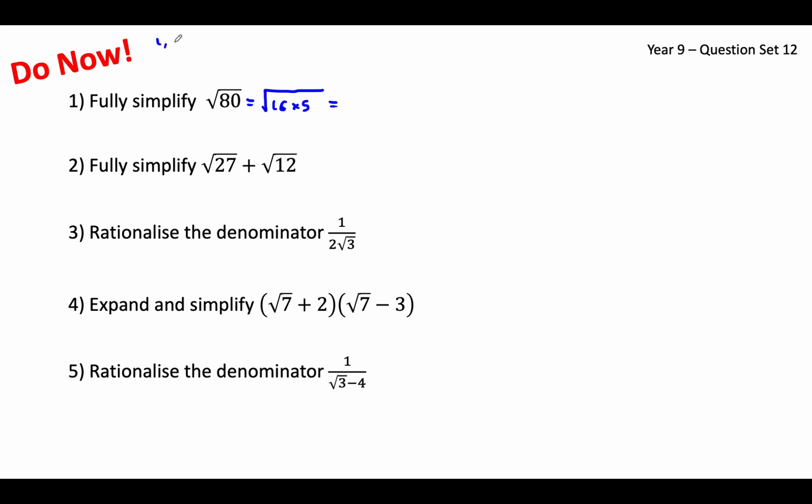Also, remember, we're looking for those square numbers. 1 is 1, 2 2s are 4, 3 3s are 9, 4 4s are 16, 5 5s are 25, etc. So we want to try and find a way of making this from a square number. Well, there's the 16. And if it's times together inside a square root, you can take it outside. And well, that should be a 5. And write it as two separate square roots multiplied together.